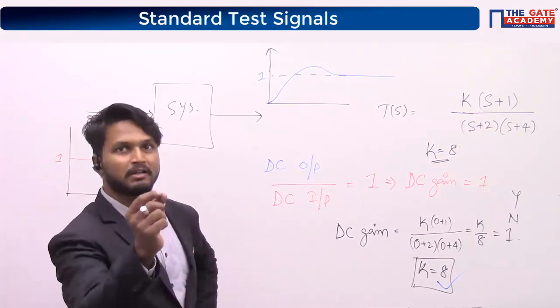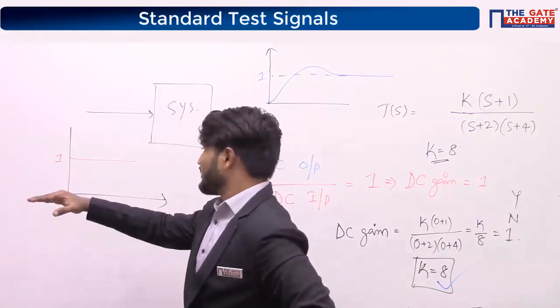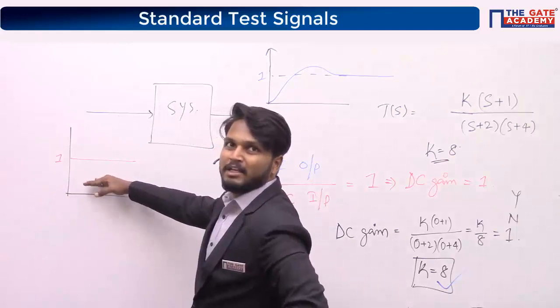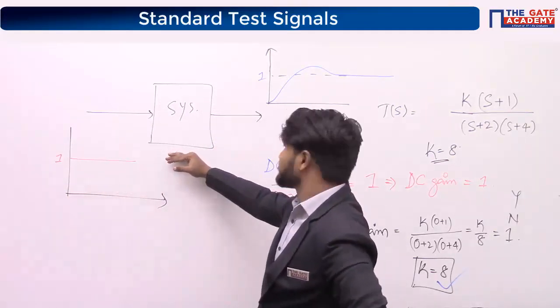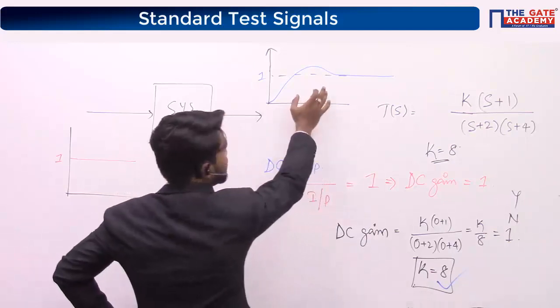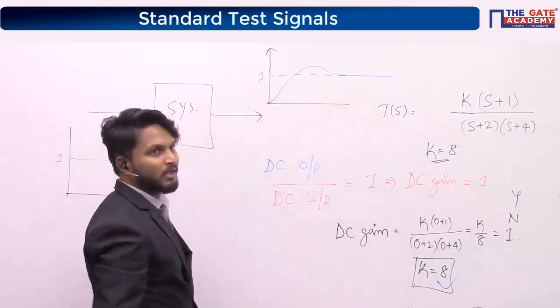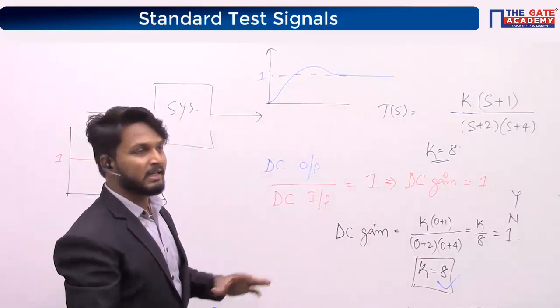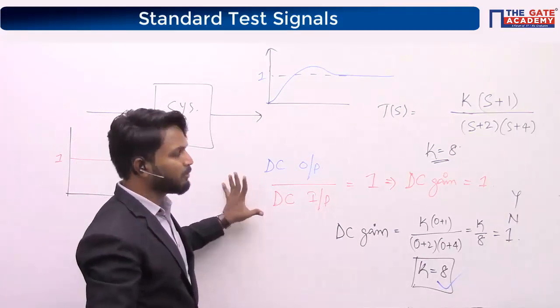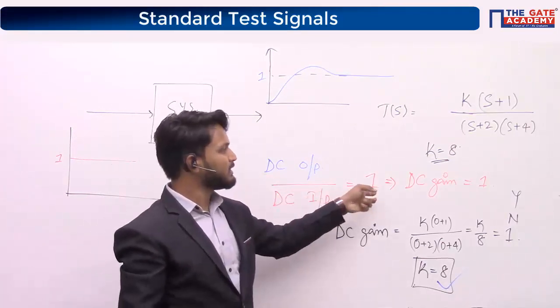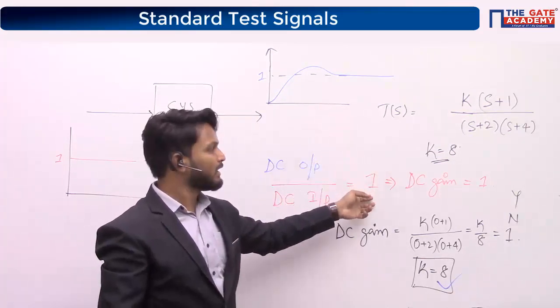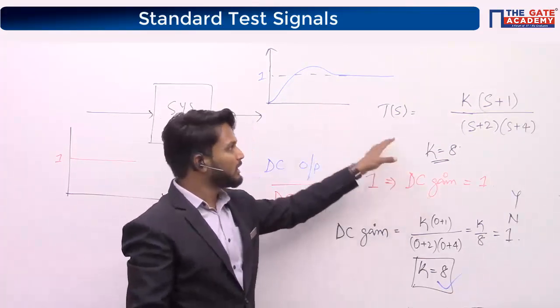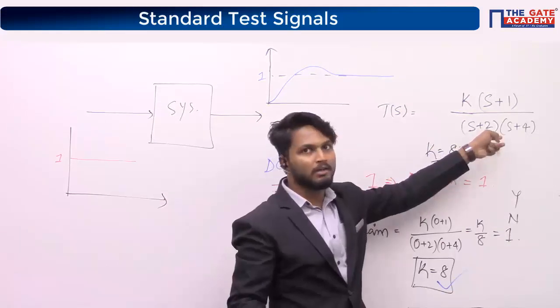They have given a DC input of magnitude 1 to the system, and they have got a DC output of magnitude 1, which means DC gain of the system is DC output divided by DC input. How much is it? DC gain is 1, because 1 divided by 1 is 1. If DC gain is 1, the DC gain of the transfer function should be 1.